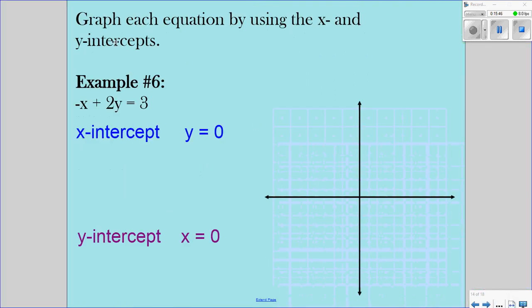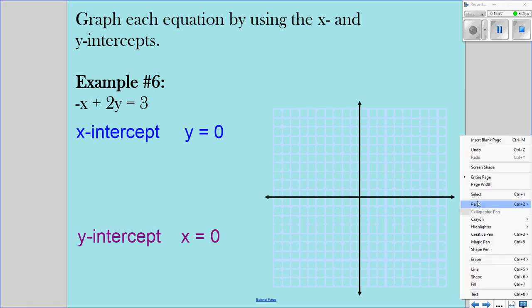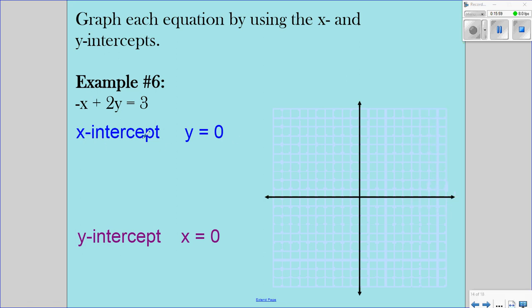Expand this. So graph each equation by using the x and y-intercept. Now we look at this. We're looking for the x-intercept, so I'm going to put this in blue. My y has to be 0. So I'm going to use the equation that they gave me so I can solve for x. I plug in 0 for y, and then I start solving.